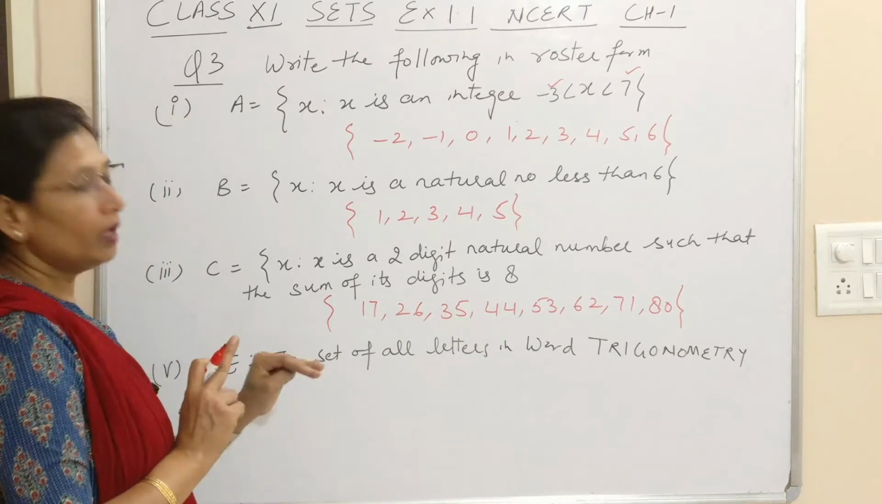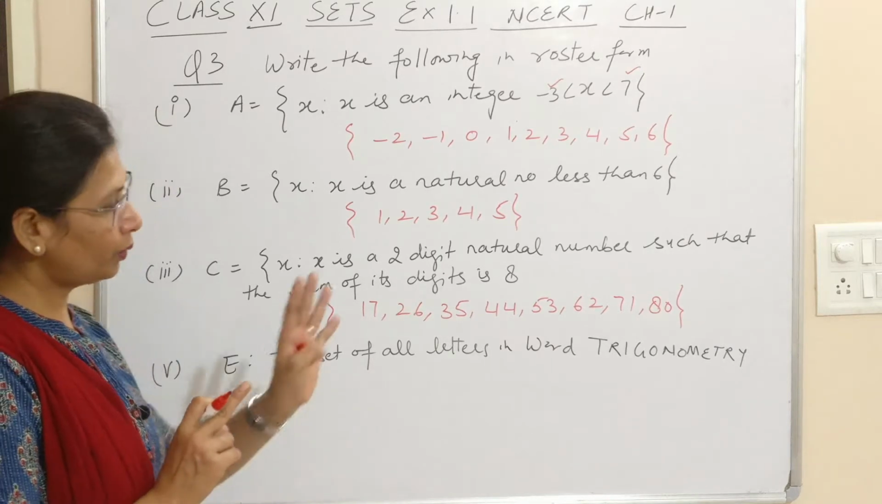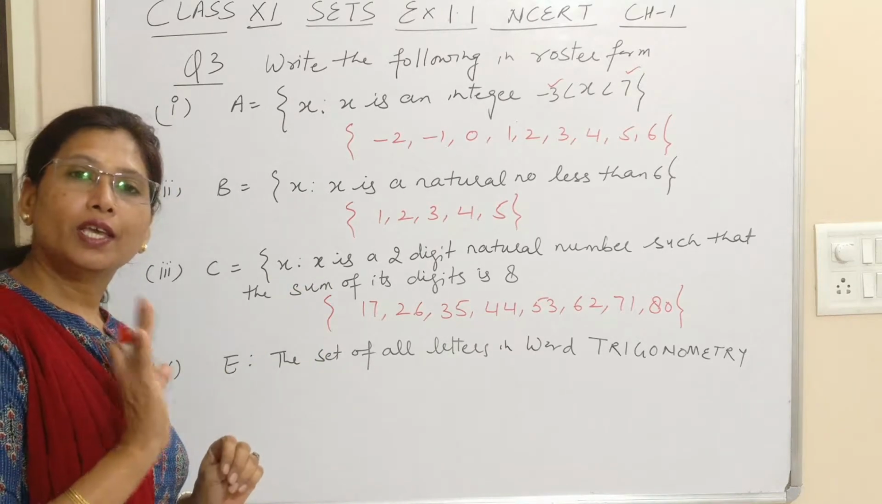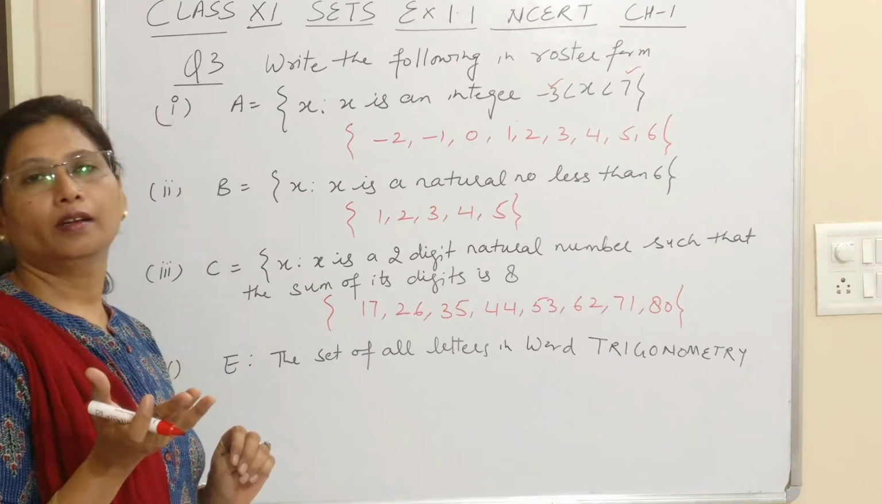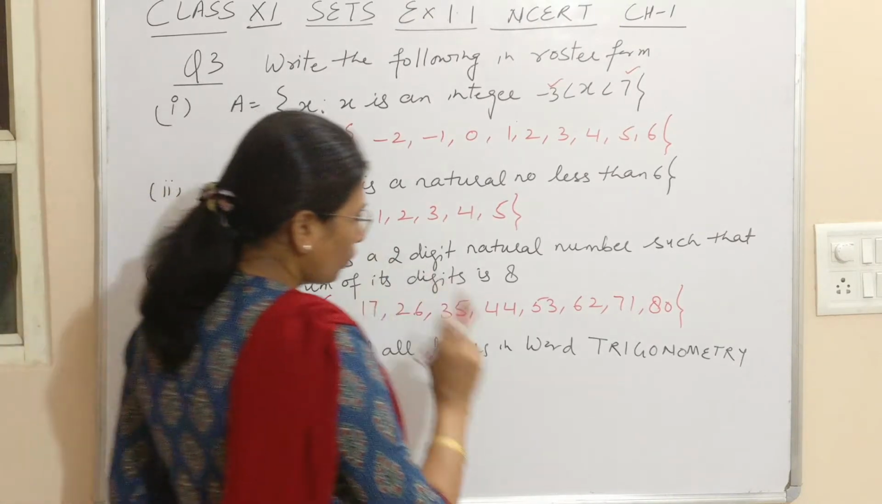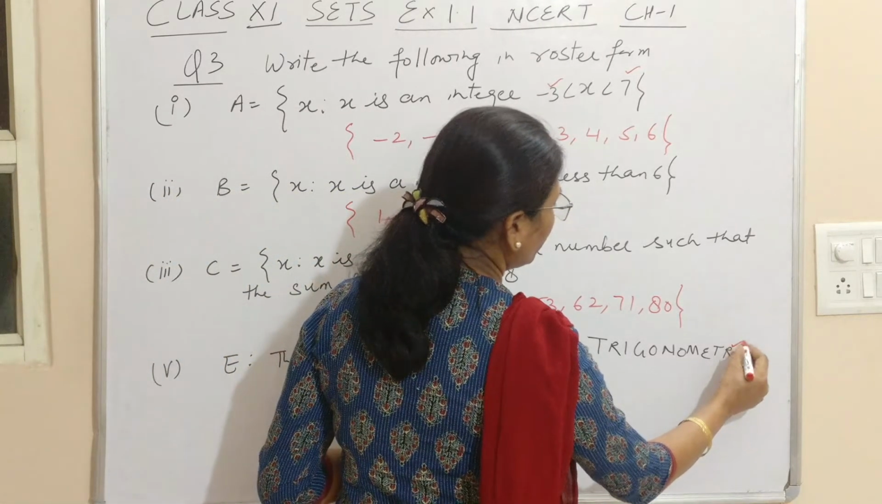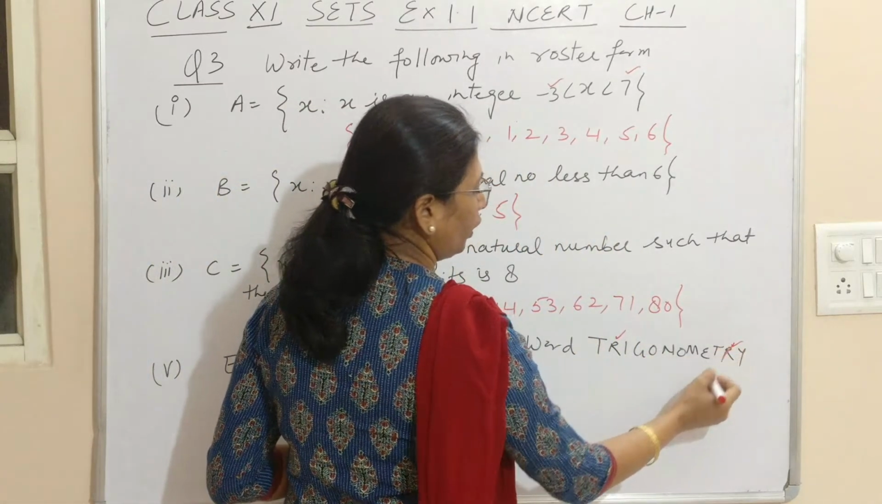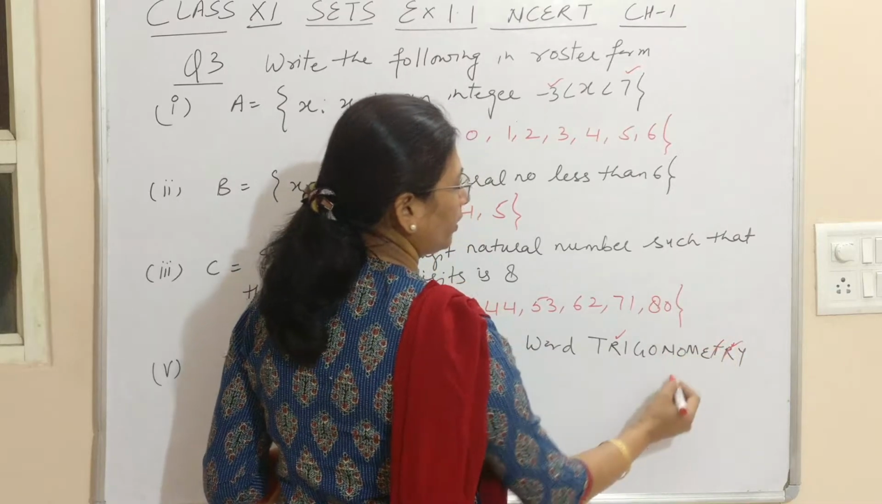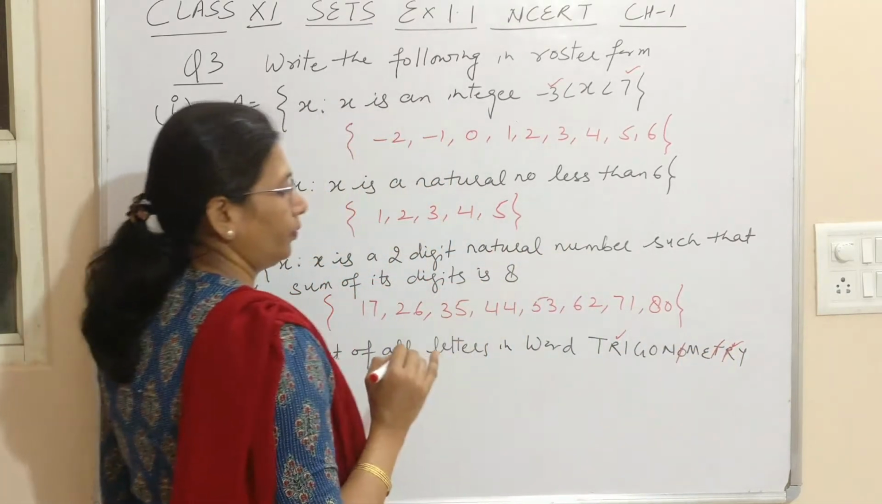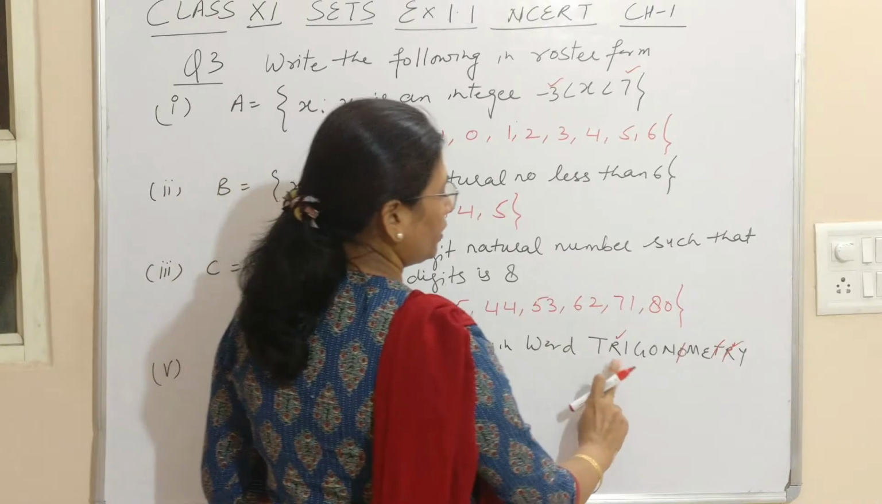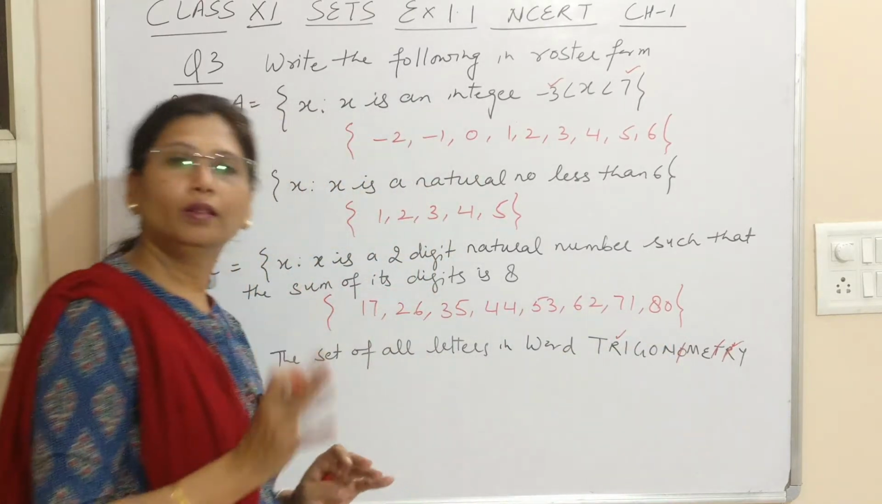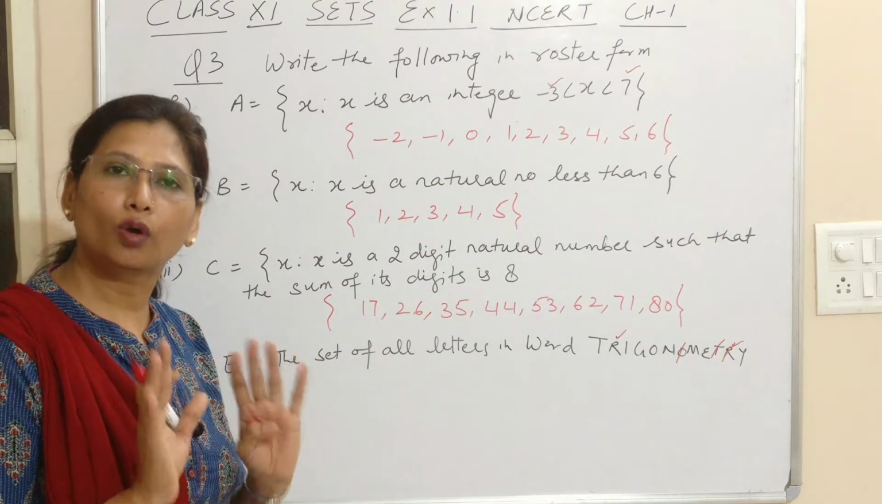Now the last part, deliberately I have taken this part where we have been given a word and it says write it in roster form. I just want to bring up the fact that if a letter is repeating, we'll just write it once. Like T, I'll write once. It will not be written again. And we can write the others, all the alphabets separated by commas.